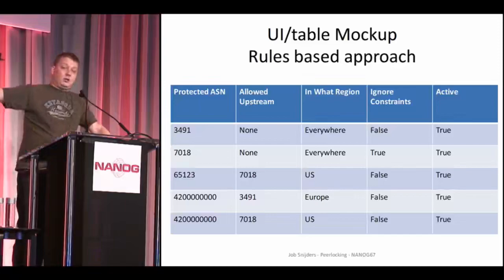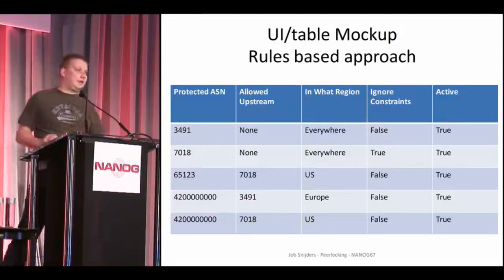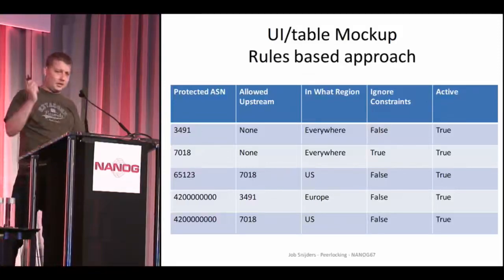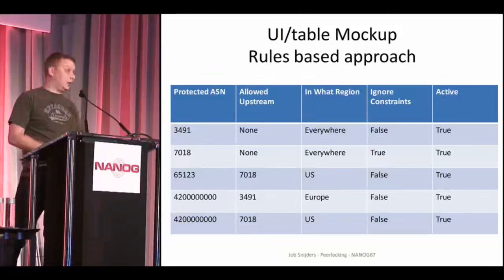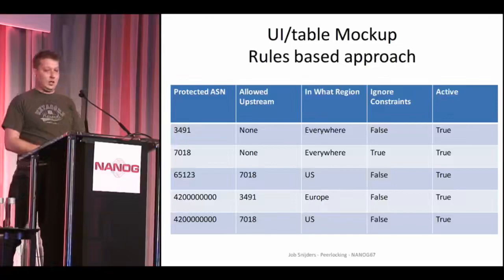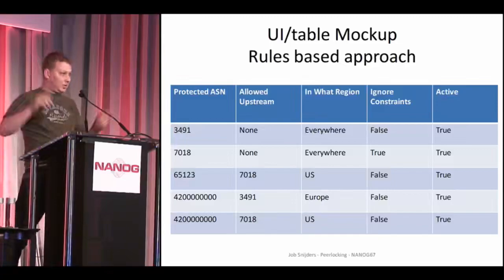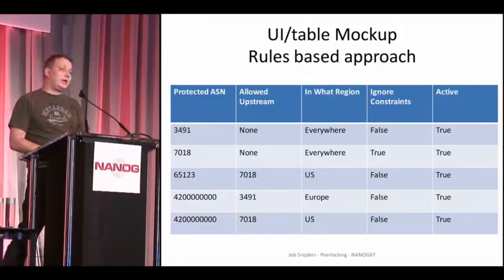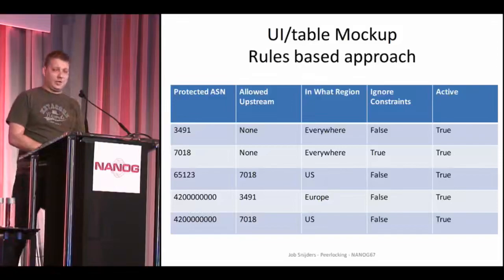You see the ignore constraints column. I'll cover that in a second. But it's in this case false because we're not ignoring any constraints. And the rule is active. It's deployed in the network. Every time we generate configs, that will be part of it. And through this mechanism of rules, we can pretty granularly specify what is allowed in which region.